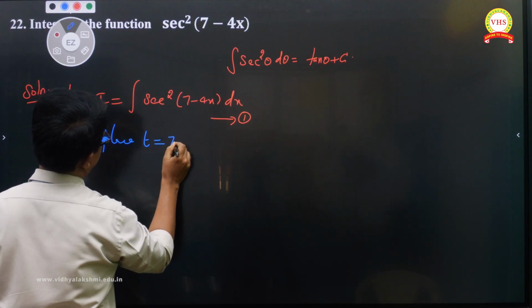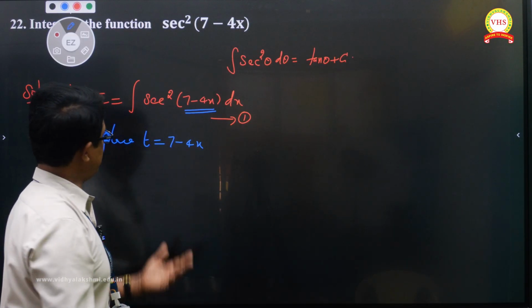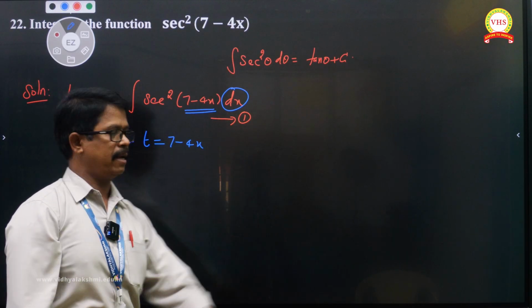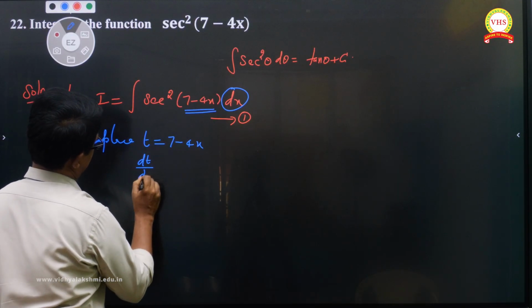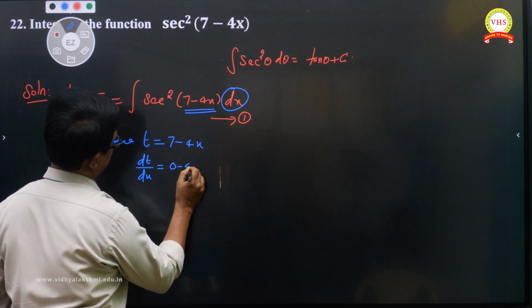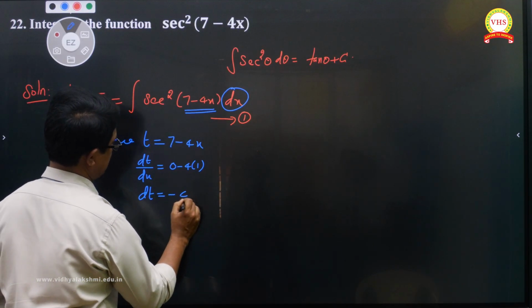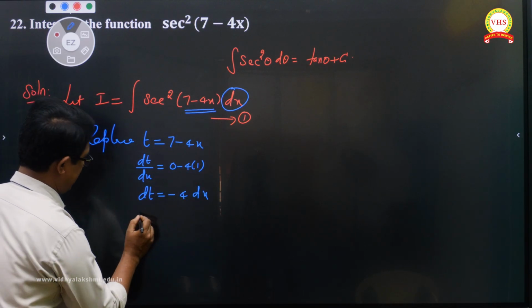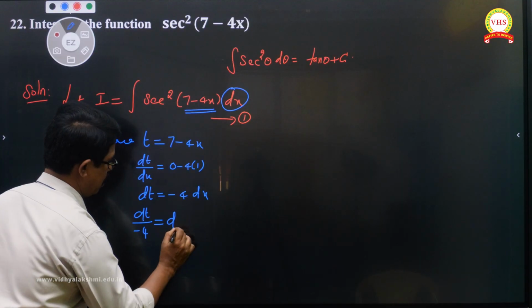Let t equal 7 minus 4x. Consider this as t. What is next? We have to replace x totally in terms of t, which means differentiate: dt divided by dx equals 0 minus 4 into 1. Otherwise, we can write directly dt equals minus 4 dx. We need only dx, so dt by minus 4 equals dx.